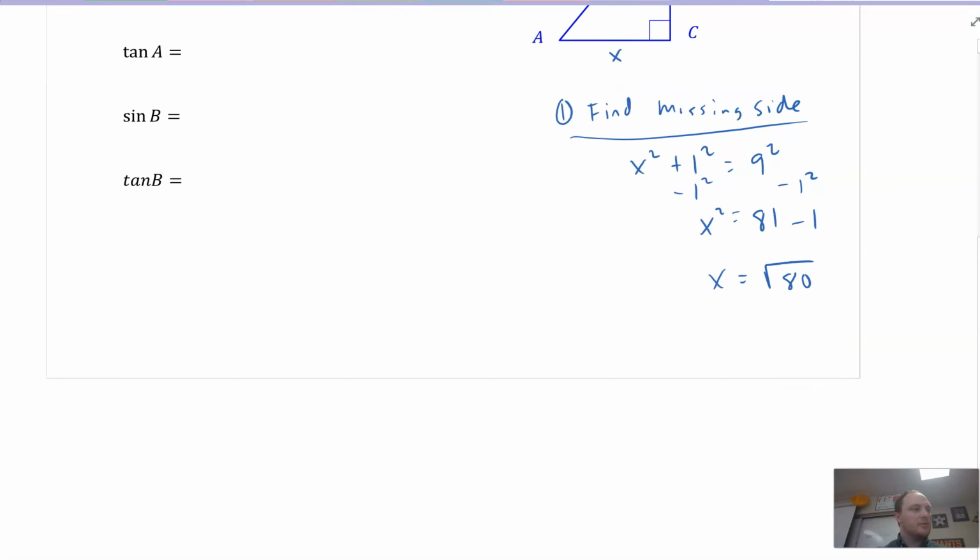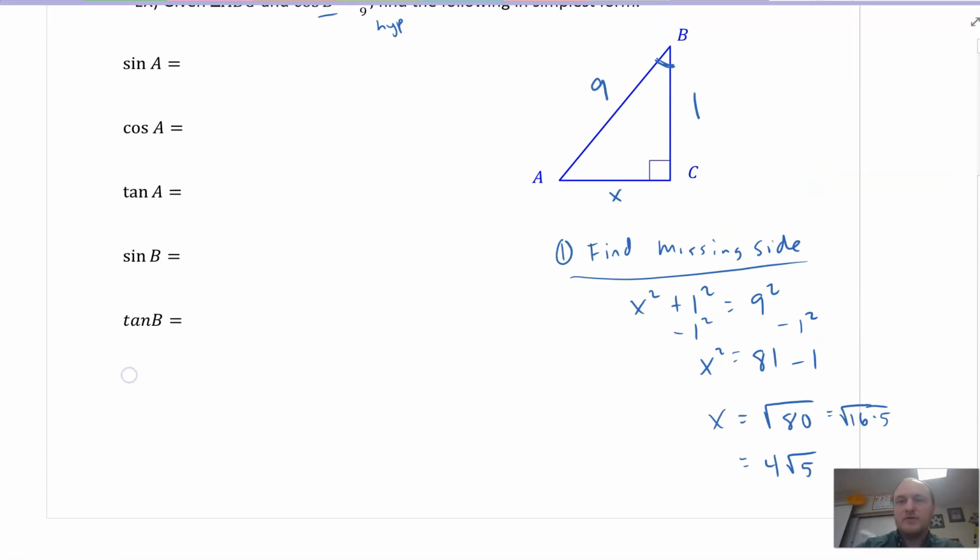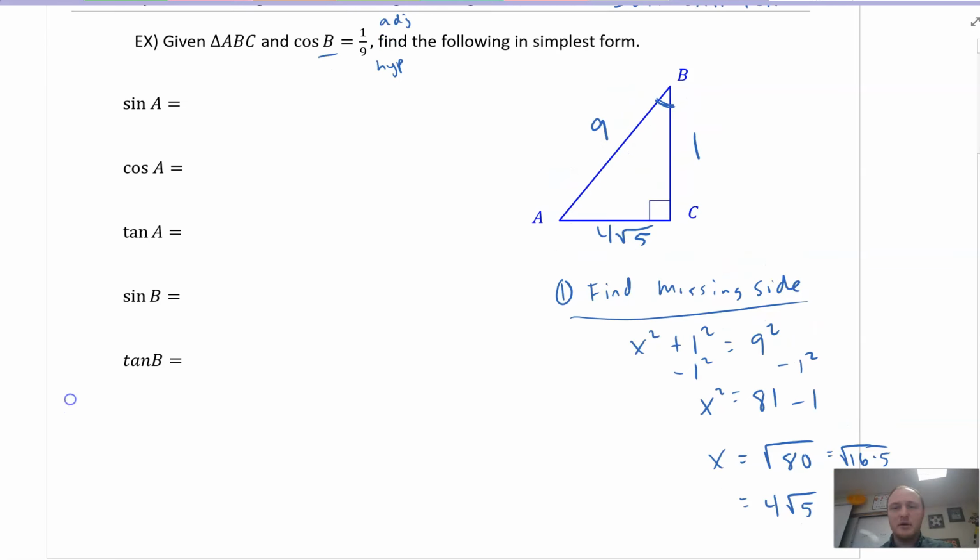Okay, and the square root of 80, that's 16 times 5, so that's 4 root 5. Okay, 4 root 5, right? 16 times 5. Okay, so 4 root 5. All right, I have my missing side. Really, I think that's the hardest part, because now all I have to do is just go ahead and fill these in. And this is what we did yesterday.